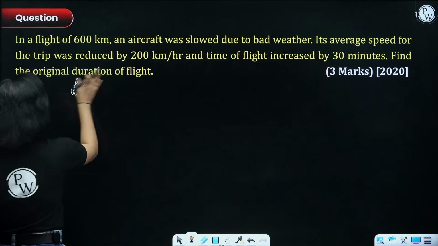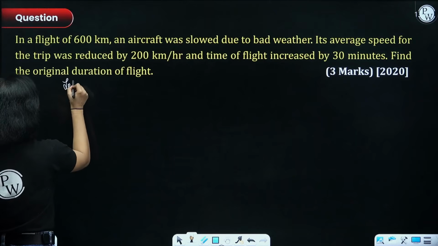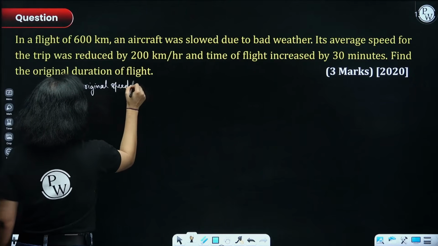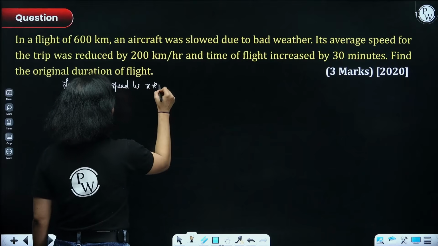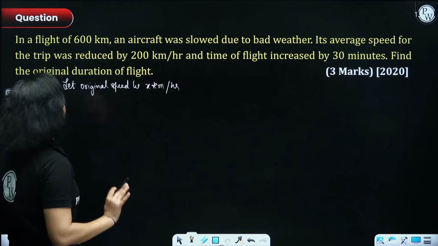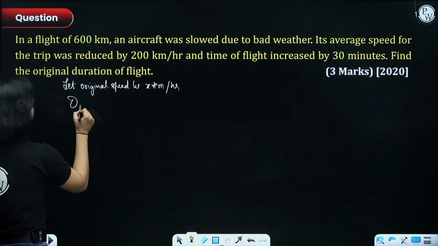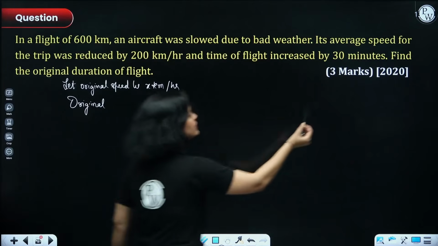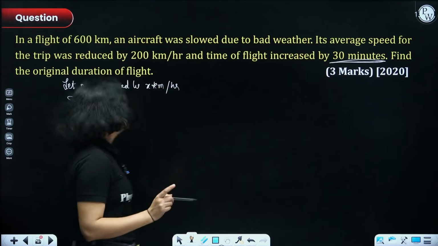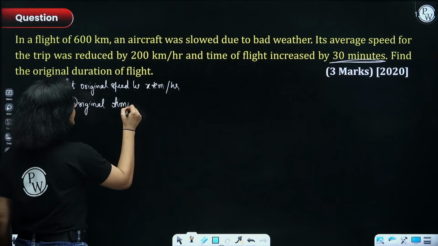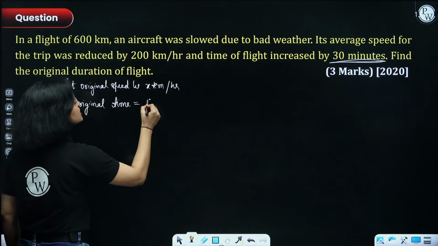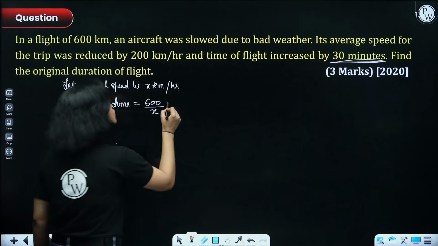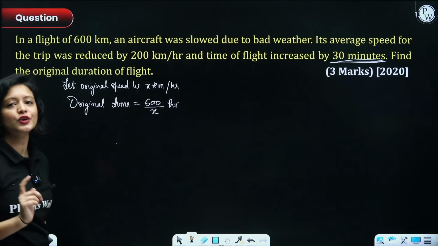Okay? So let original speed be x kilometer per hour. Okay, everyone? So now let's figure out the original time, because we know that in this problem, like the previous problem, the relationship will be formed using time. So original time of the flight would be distance, which is 600 kilometer, divided by the speed, which is x kilometer per hour. So 600 by x hours is the original duration of the flight.